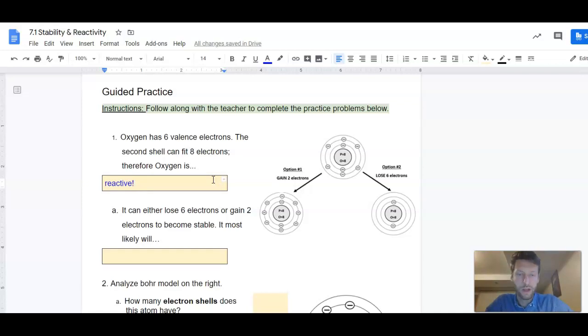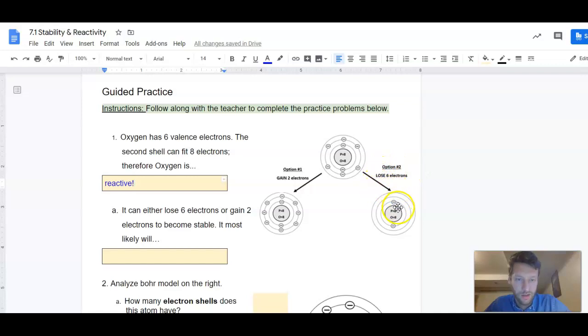How did you know? Well, I know it's reactive because the second shell can fit 8 and it only has 6, so it's not full. It's not stable, so it's reactive. Now, what this model shows is there are 2 options for oxygen to become stable. Either it can gain 2 electrons, option 1 here. If it gets 2 extra electrons, 6 plus 2 gives us 8 valence electrons. Now it would be stable. It's happy. It's content.